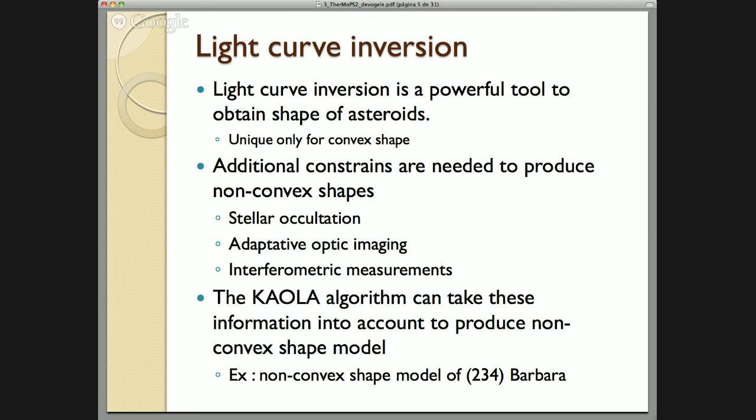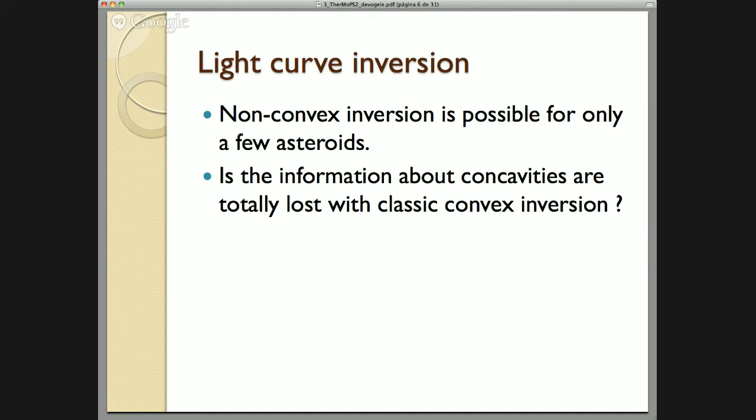But non-convex inversion is only feasible for a few asteroids. For example, occultations are quite rare for one specific asteroid, and it needs a lot of manpower to obtain a very good result. So very few stellar occultations are available for Barbarian asteroids, and the other two techniques are only feasible for the biggest and brightest asteroids, so they are not feasible for other Barbarian-like asteroids.